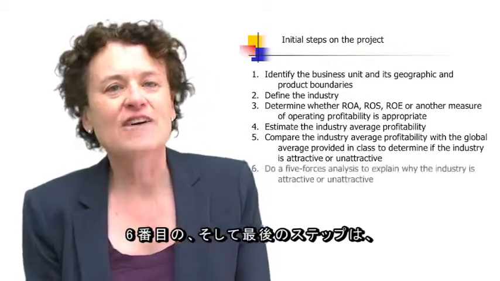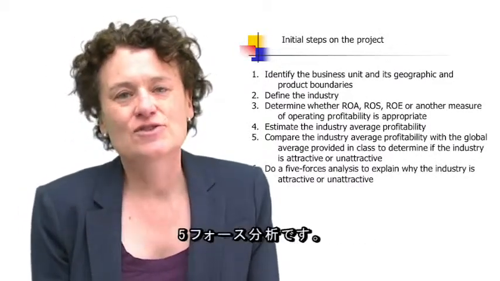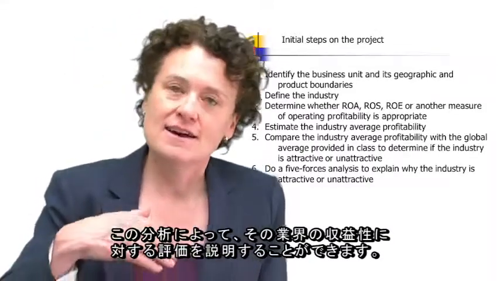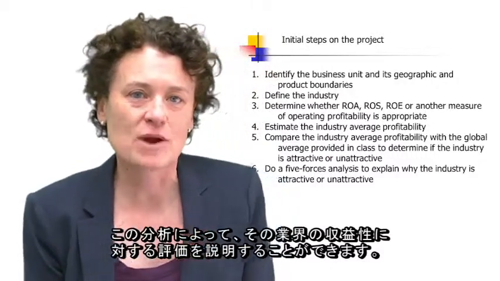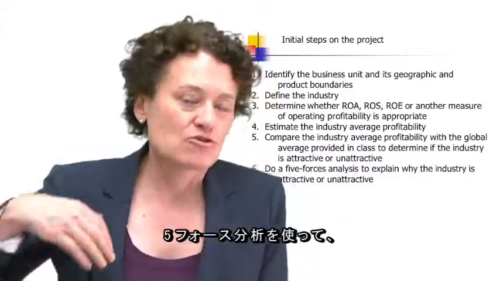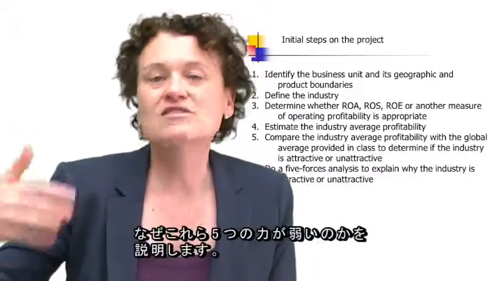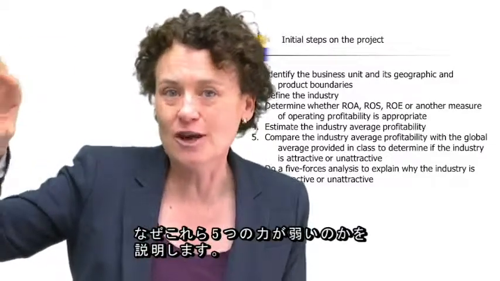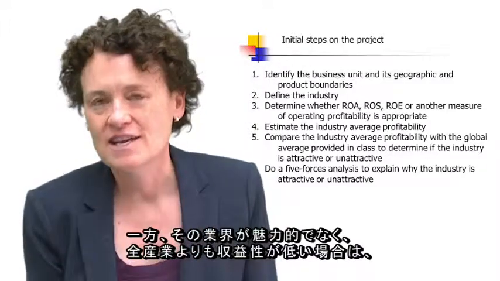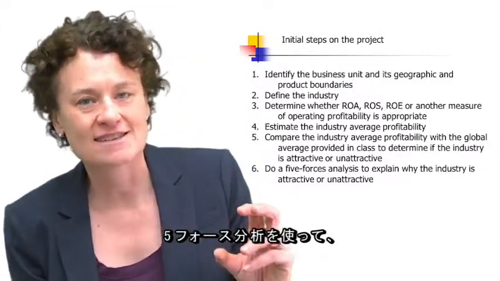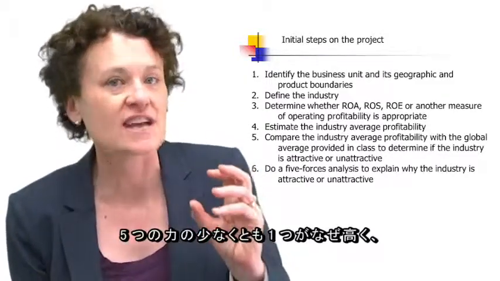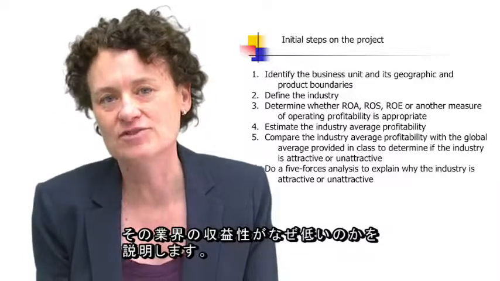The sixth and final step to get started is to conduct a five forces analysis to explain the conclusion that you've drawn about industry average profitability. So if you've concluded that the industry is attractive, then you want to drive a five forces analysis toward explaining why those five forces are low. On the other hand, if the industry is unattractive and underperforming the global average, then you want to run a five forces analysis with the objective of trying to figure out why those five forces, at least one of those five forces, is high and the profitability of the industry is low.